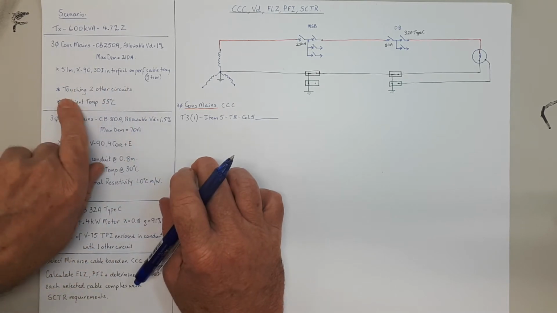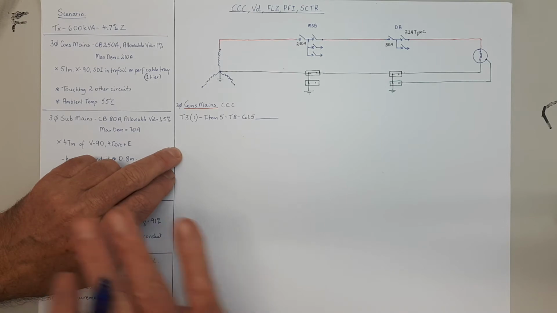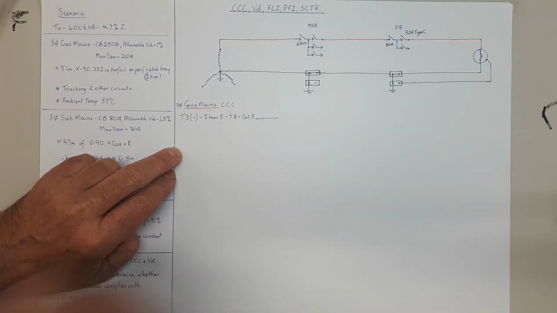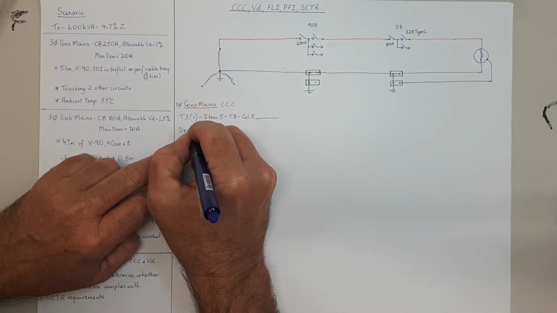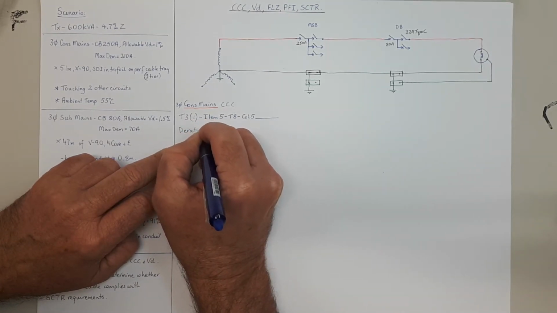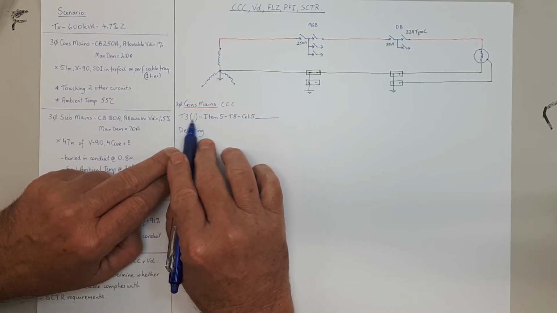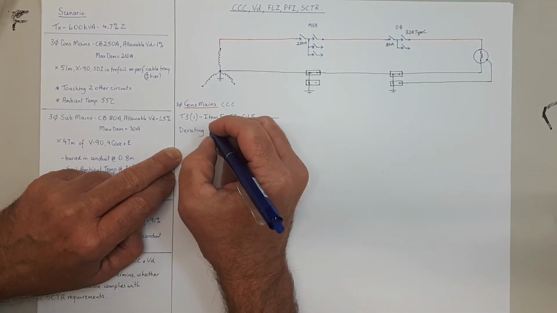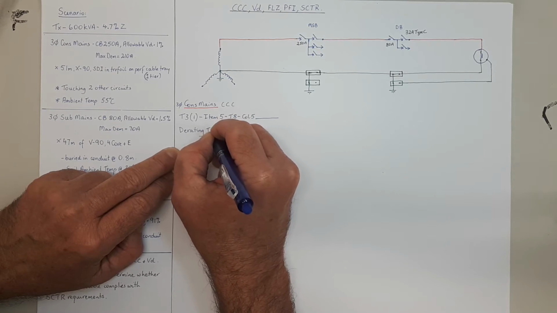So if you look here, is there a derating? And of course it says touching 2 other circuits. So whenever a circuit is run with 1 or more circuits, there's going to be a derating because they feed off the heat of each other. So derating, if you're still on table 3.1 there, slide your finger across to the right hand side and you'll find that the derating table for this is table 23.